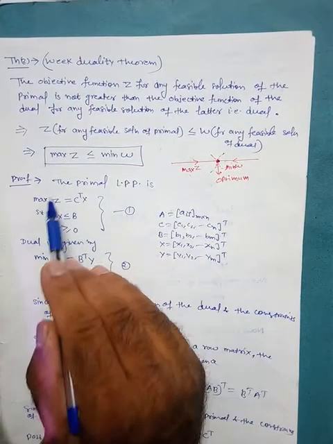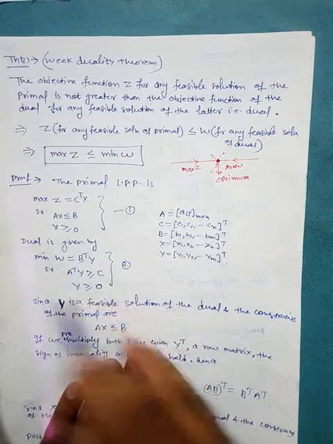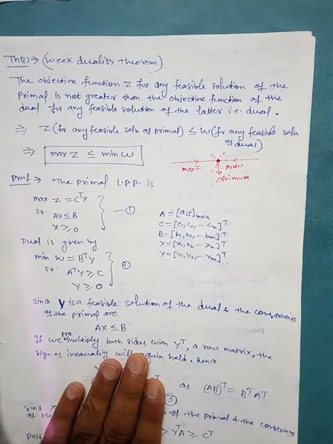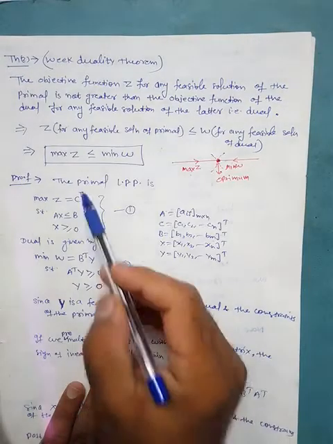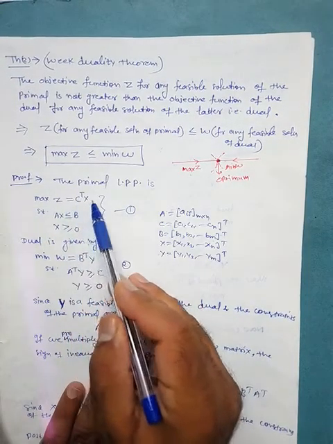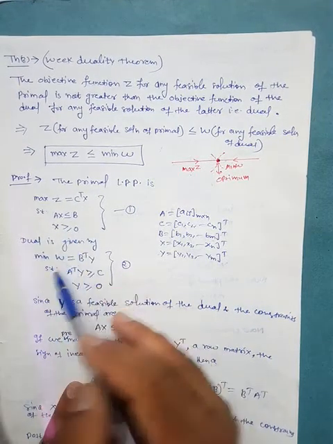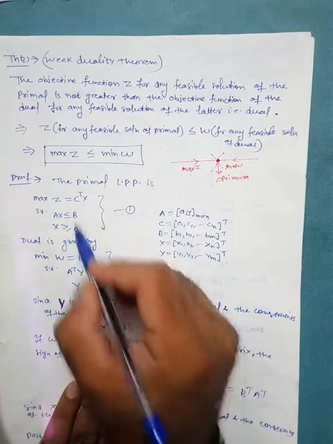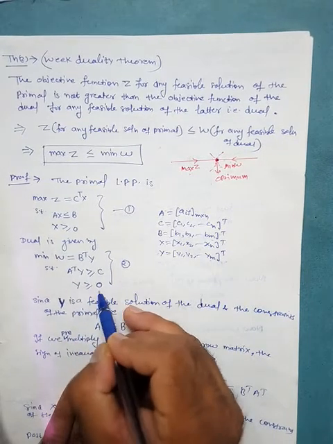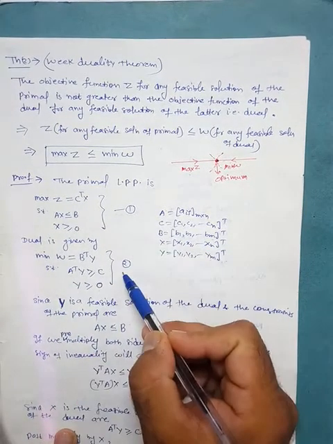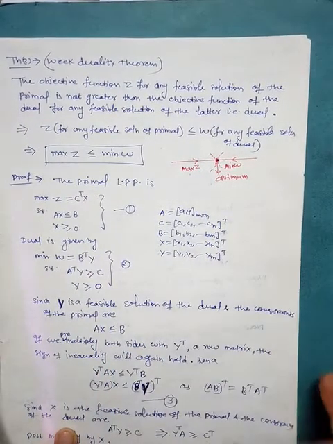The primal LPP is, suppose we take this primal. The corresponding dual will be this, based on the same data table; you can easily construct the dual from this table. So the primal is: maximum z equals c transpose x, subject to Ax less than or equal to b, x greater than or equal to 0. The dual will be: minimum of w equals b transpose y, subject to A transpose y greater than or equal to c, y greater than or equal to 0. What A, b, c, x, y are, they are listed here.